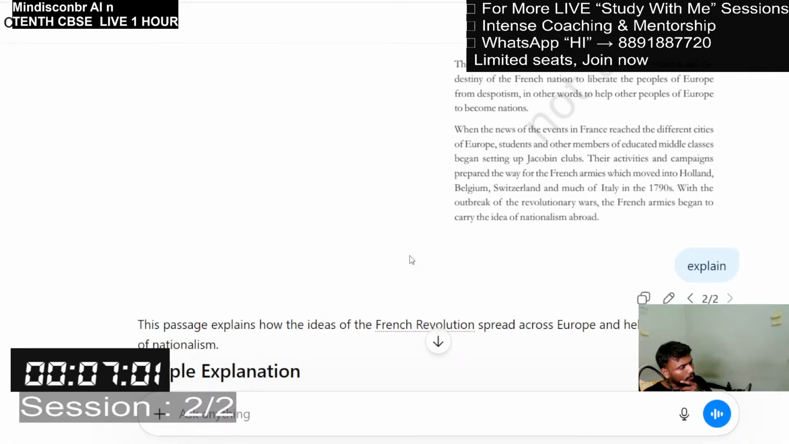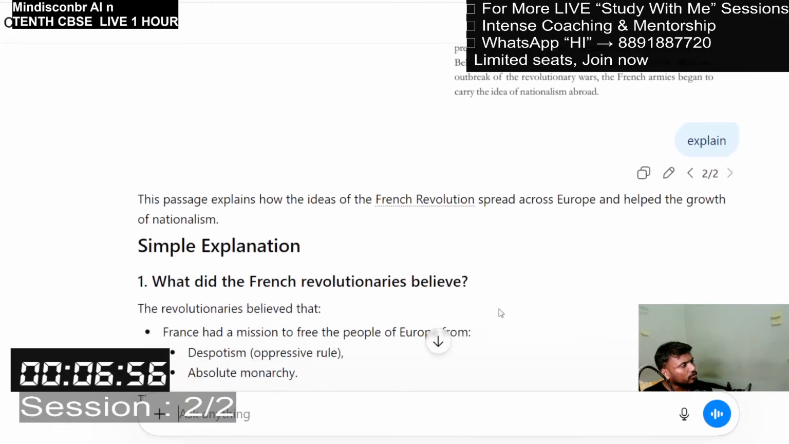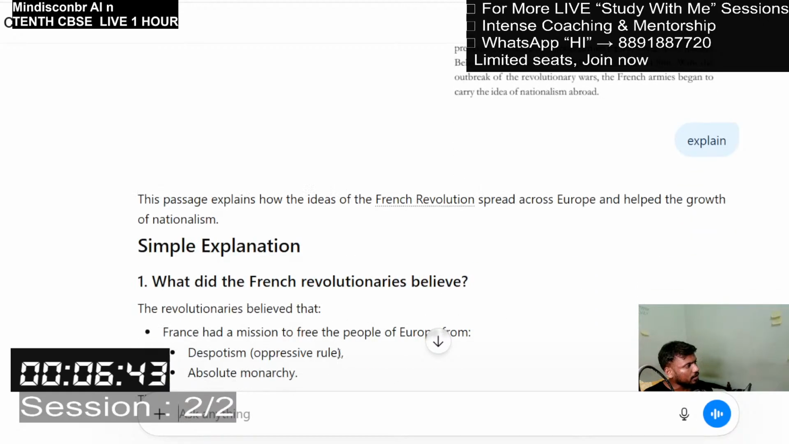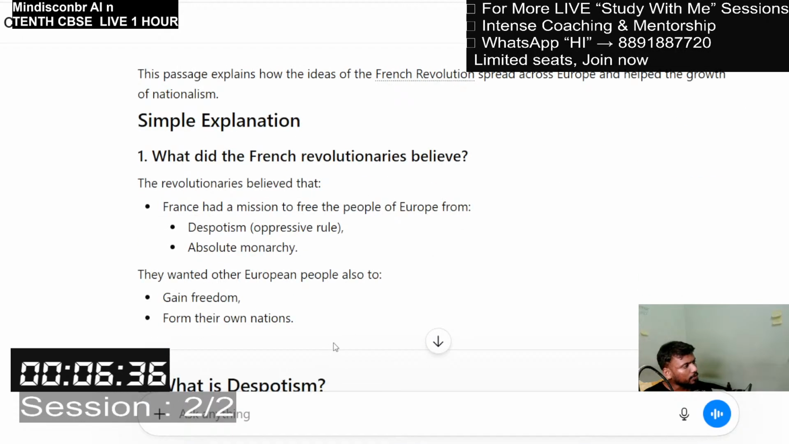Then, coming to the explanation of this paragraph, the passage explains how the ideas of the French Revolution spread across Europe and helped the growth of nationalism. Simple explanation. What did the French revolutionaries believe? The revolutionaries believed that France had a mission to free the people of Europe from despotism, that is, oppressive rule, or the king's rule, and absolute monarchy.